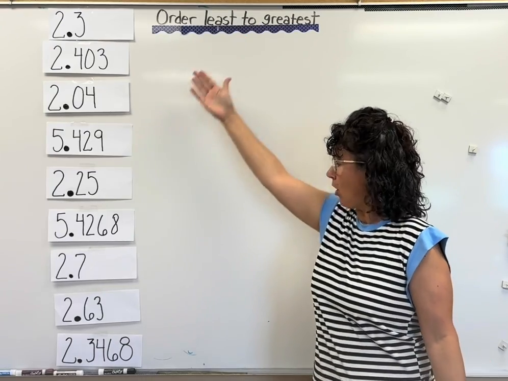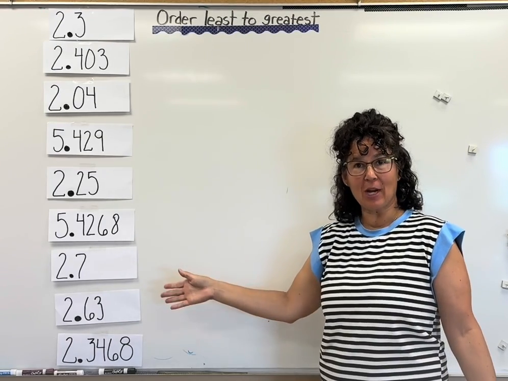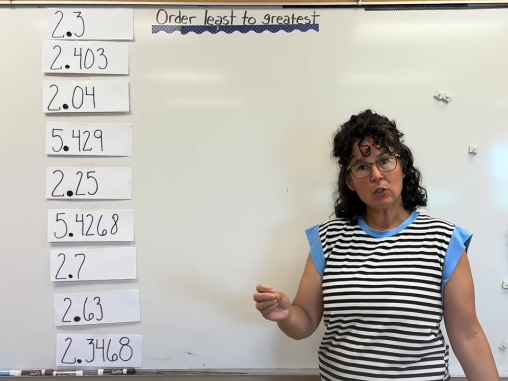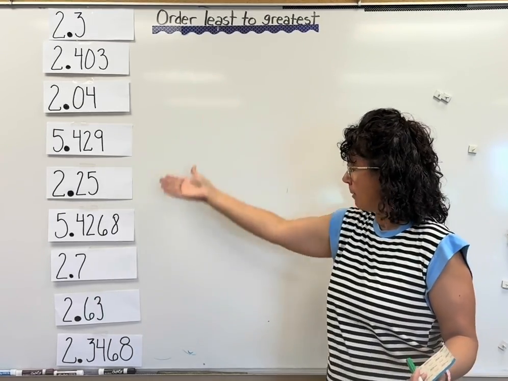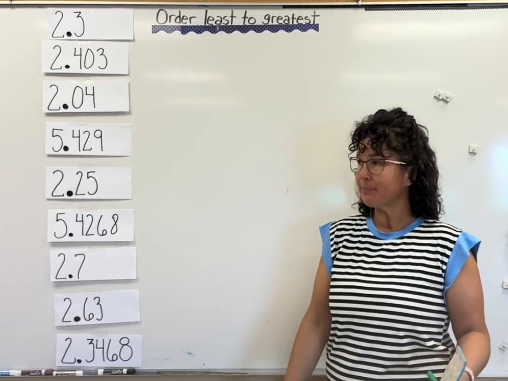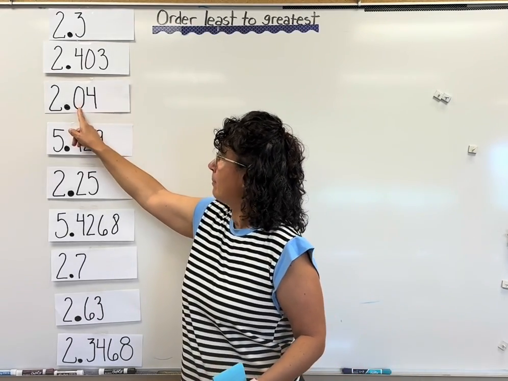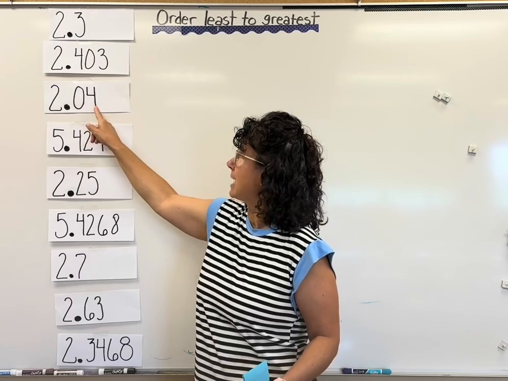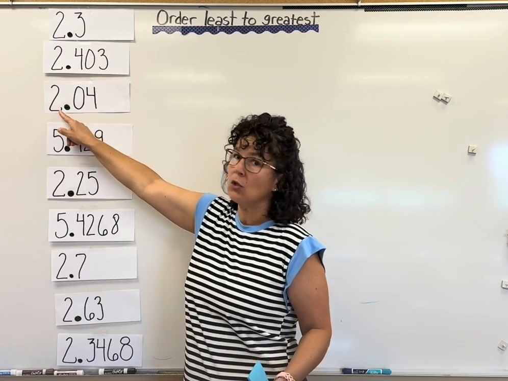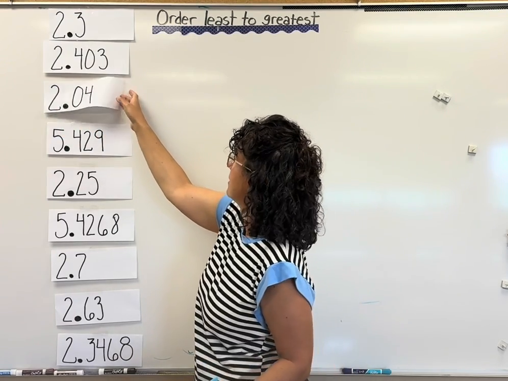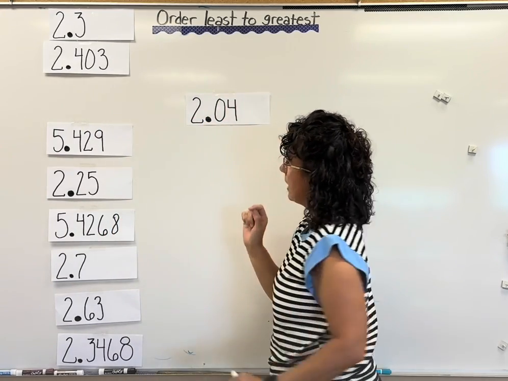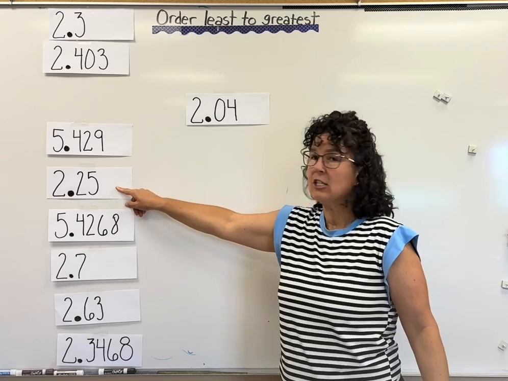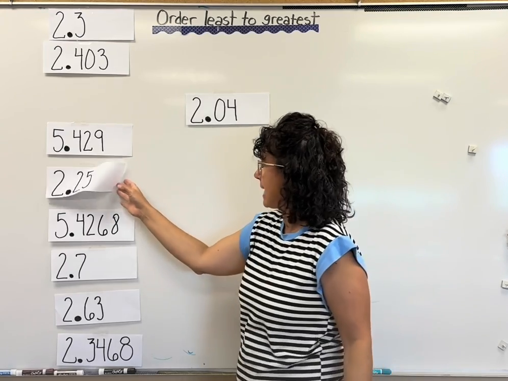We'd like to order all of these decimals from least to greatest. And what most of you know is money. So let's just start with the numbers up here that look like money. This number has two numbers after the decimal place. So this is $2.04. So let's move this one over here. Okay, then this one is $2.25.